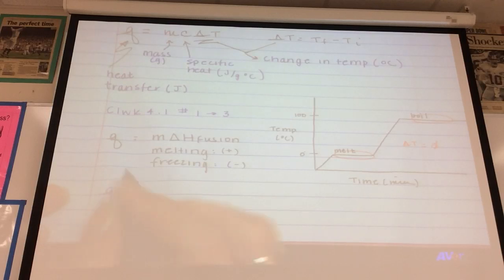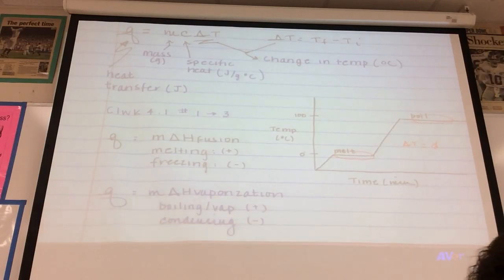Or alternatively, you can use Q is equal to the mass times the delta H of vaporization, and you'll use this when the substance is either boiling or vaporizing, again positive, or when the substance is condensing, negative delta H of vaporization. The delta H of condensing is equal to but opposite that of vaporization, so equal but opposite in sign, giving rise to positive Q's for boiling or vaporizing, negative Q for condensing, and similarly positive Q here, negative Q here.